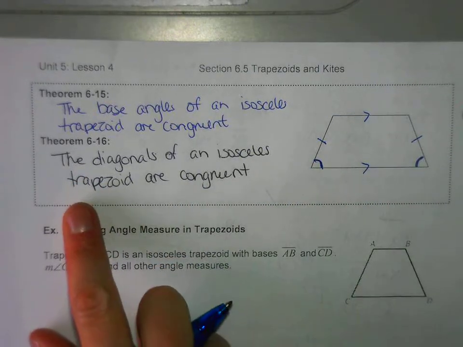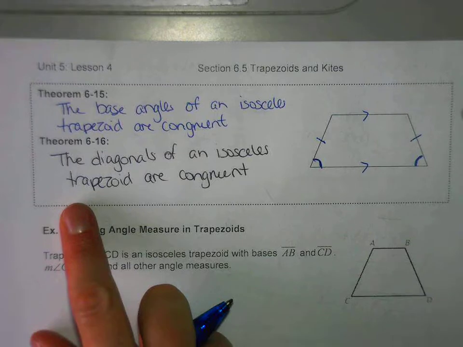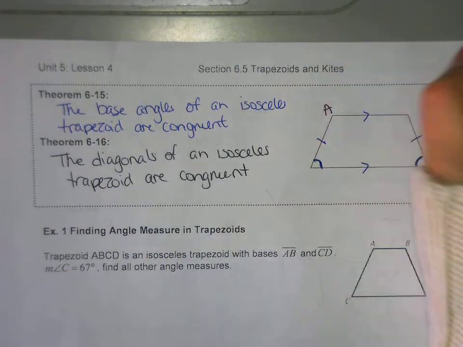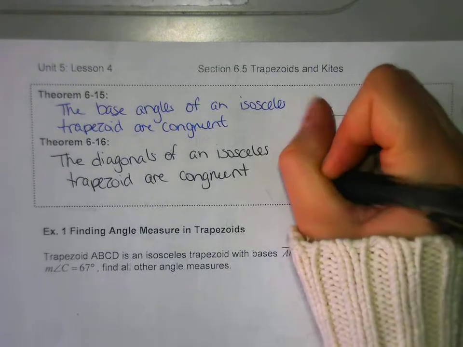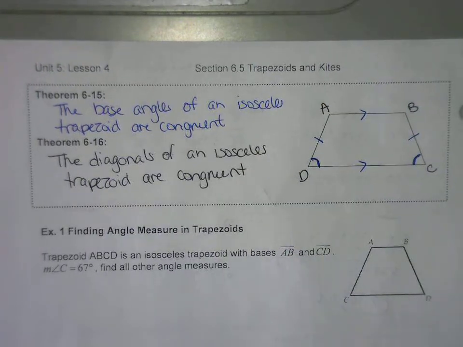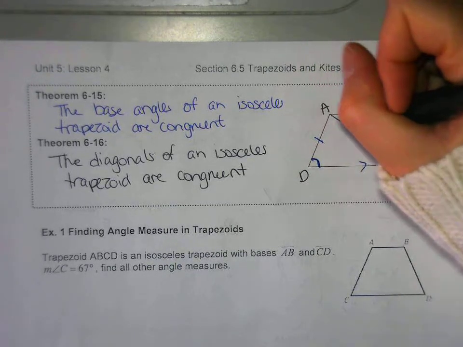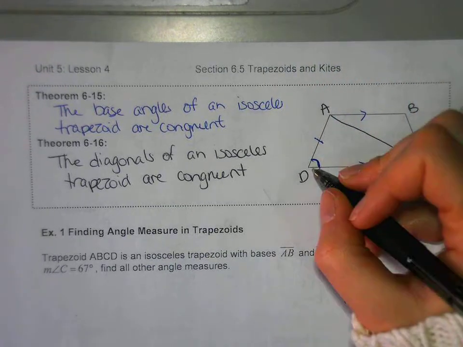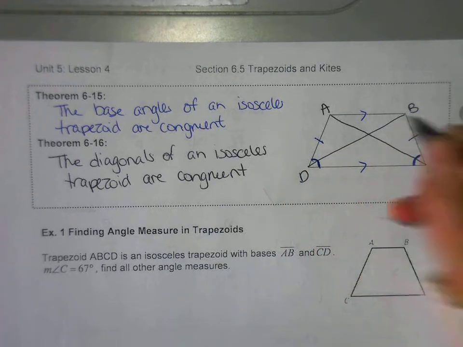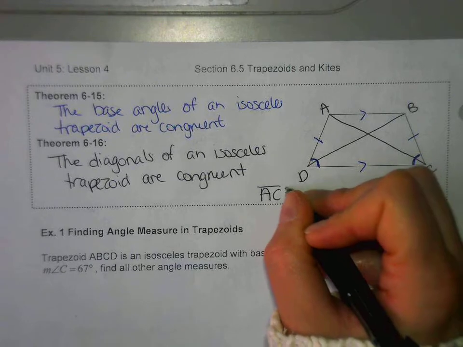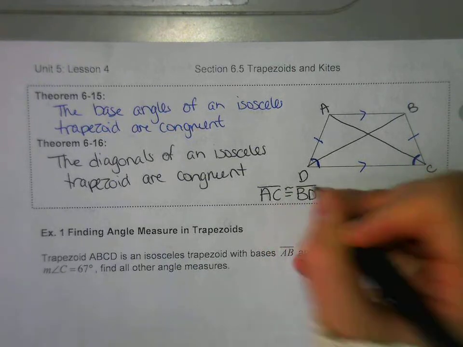Theorem 616 states the diagonals of an isosceles trapezoid are also congruent. So if we label this A, B, C, D, then that means my diagonal, which is from A to C, is going to be congruent to my diagonal, which is from B to D. So AC is congruent to BD.